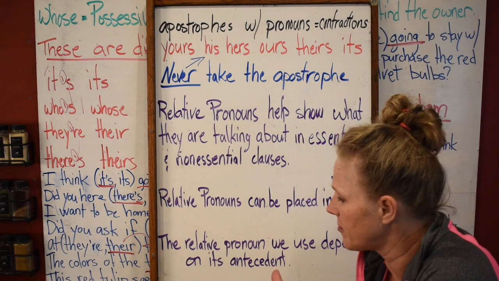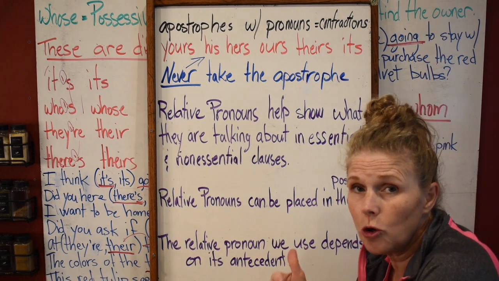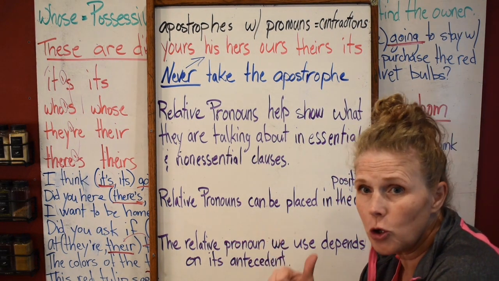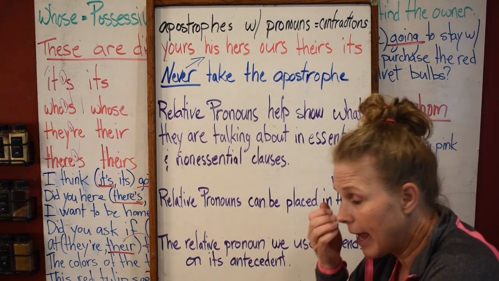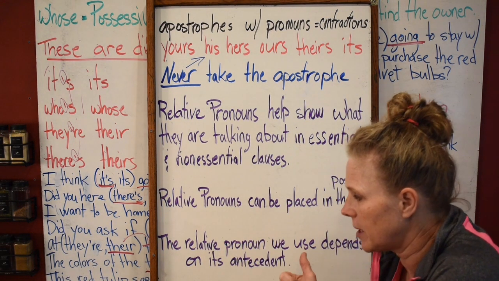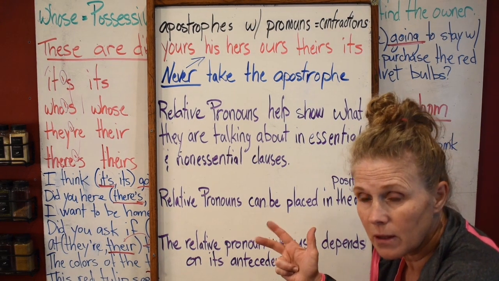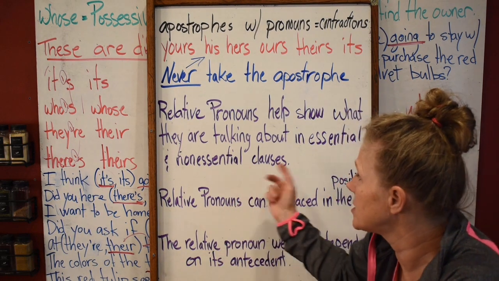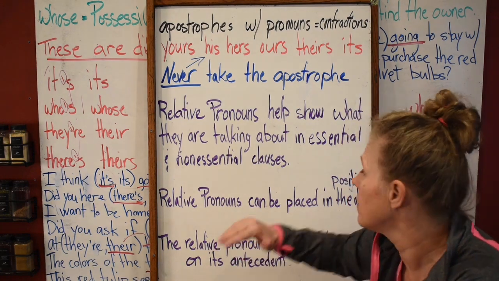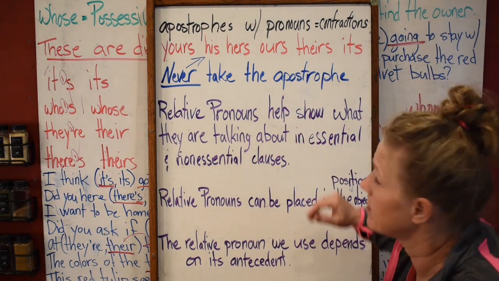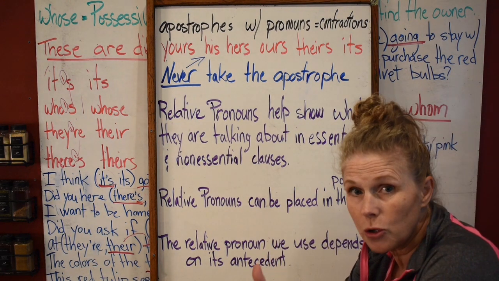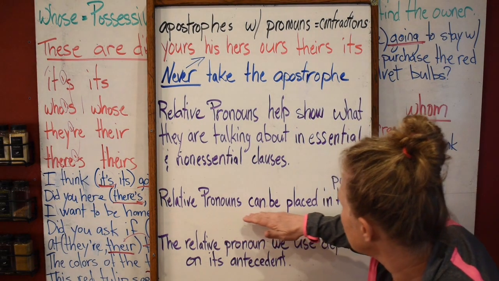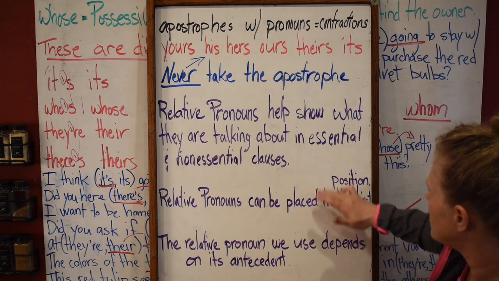What are our relative pronouns again? Who, whom, and whose, right? Who, whom, and whose. Which and that. And then what are some of the other ones that can be? What, when, and where. Those are our main relative pronouns. What, when, and where, they can also function as relative pronouns. Our main ones are what? Who, whom, and whose. Which and that. Relative pronouns can be placed in the object position.